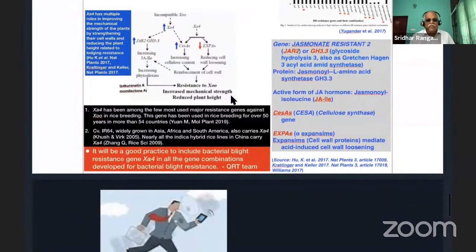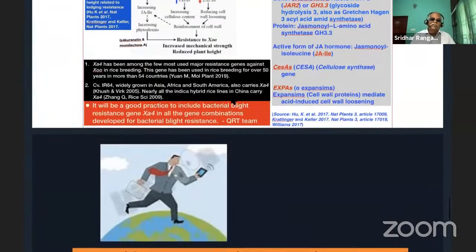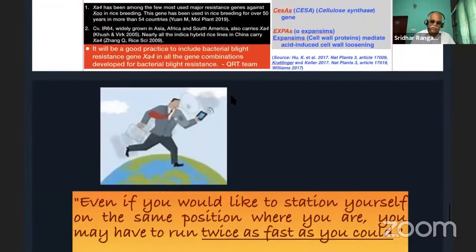So the practice now is, it will be a good practice when you want to breed a variety, or when you want to do marker-assisted breeding, to amalgamate several genes together to produce one. It's always better to use XA4 along with the other genes so that your plant type also is good, apart from providing resistance, and resistance can be added by other genes which you are adding. This is another approach.